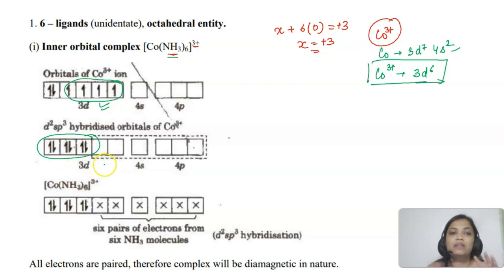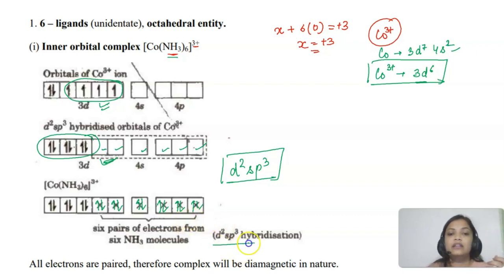Now look, we have two inner d orbitals empty. So these two will participate in the bonding. 4s and 4p will participate. So the hybridization will be d2sp3, and each ammonia ligand will give 2 electrons, an electron pair. So it will give 2 electrons, and this is how the bonding will happen. 2 electrons will come from each of the 6 ammonia, and d2sp3 hybridization means it is an inner orbital complex.